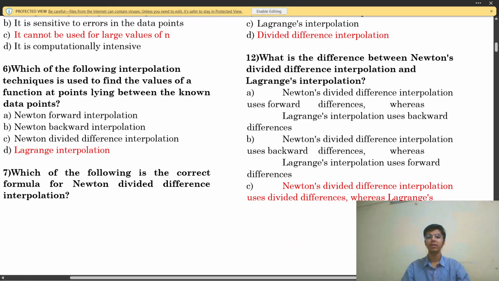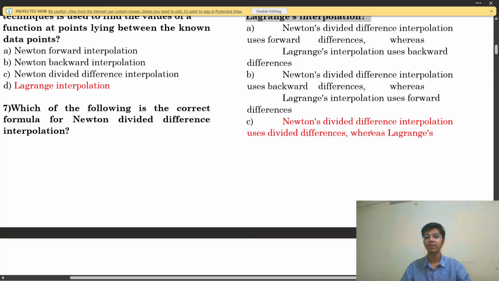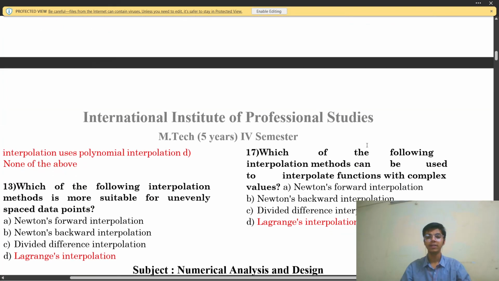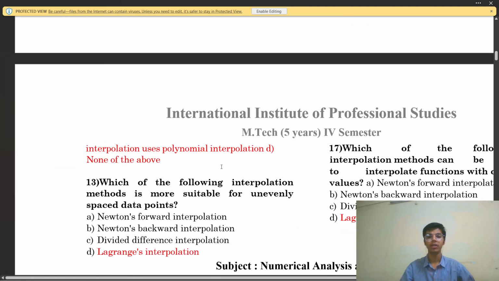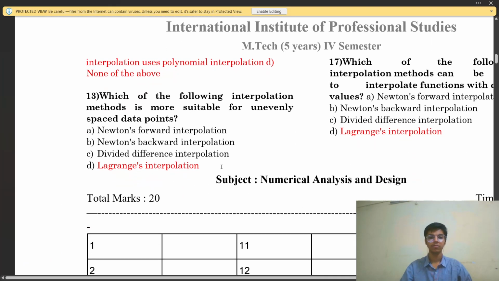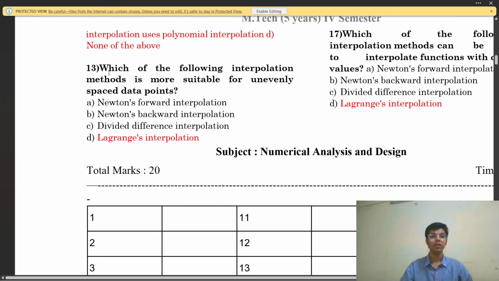Now, what is the difference between Newton's divided difference and Lagrange interpolation? So the correct answer is C. And why C? Because Newton's divided difference interpolation uses divided difference, whereas Lagrange interpolation uses polynomial interpolation. Now, in a 13th question, it is given that which of the following interpolation method is more suitable for unevenly spaced data point. So, if we have uneven spaced data points given, then it is best to use Lagrange interpolation, which is option D.